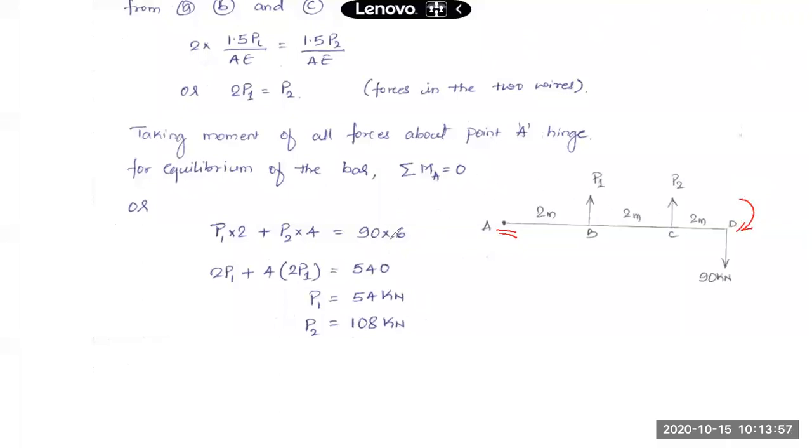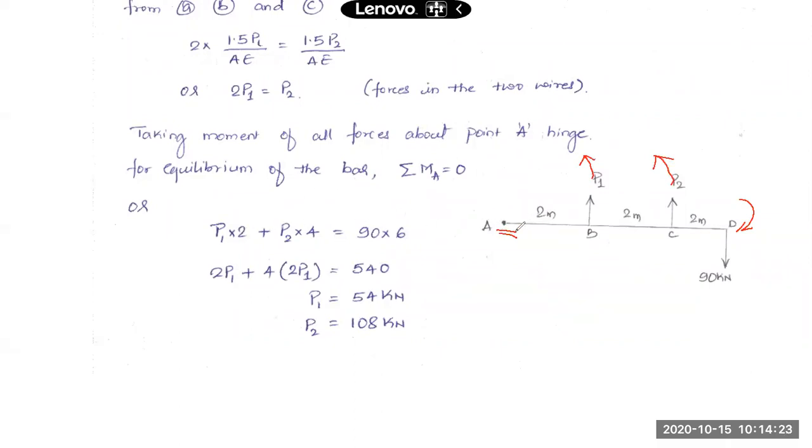Okay, so 90 into this distance, 6 meter, 2 plus 2 plus 2, 6 meter, 90 into 6. That should be equal to all the anti-clockwise movements. What are the forces which are causing anti-clockwise movements? P1 and P2. P1 is also having an anti-clockwise movement about point A. Even P2 is also having an anti-clockwise movement about point A. So I have taken that.